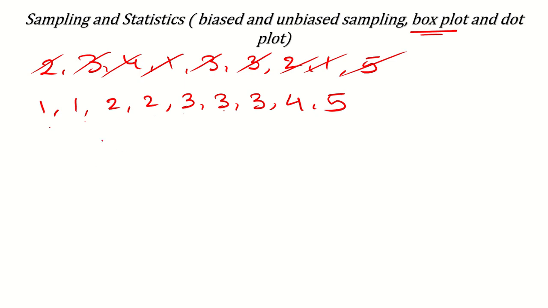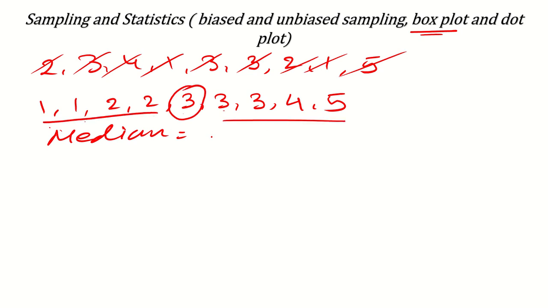See, 1 2 3 4 5 6 7 8 9, 1 2 3 4 5 6 7 8 9, okay, finish. Now what is the median? Median will be the middle number. So what is the middle number here? 3. If you see, 4 this side and 4 this side. Yes, so 3 is the middle number, so 3 is the median, and that is also sometimes called the second quartile, okay.